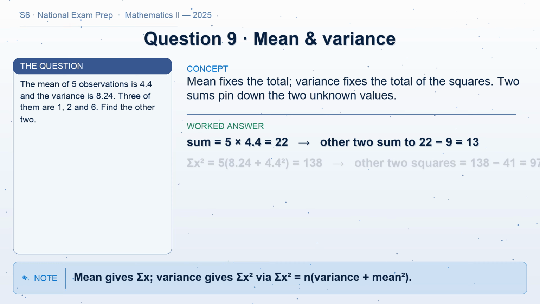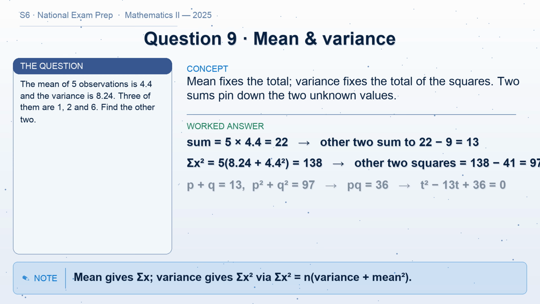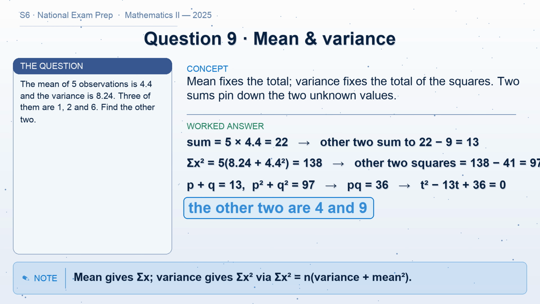For the squares, the total of the squares is 5 times, in brackets, 8.24 plus 4.4 squared, which is 138. The known squares 1, 4, and 36 add to 41, so the other 2 squares add to 97. From the sum 13 and the square sum 97, their product is 36, so they solve t squared minus 13t plus 36 equals 0. That gives 4 and 9. The other 2 observations are 4 and 9.